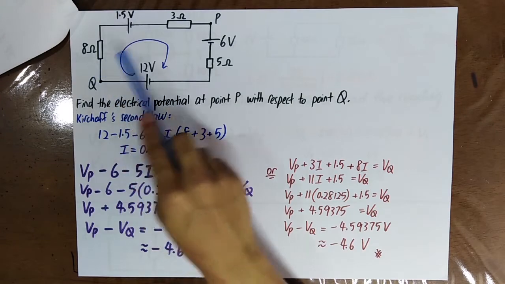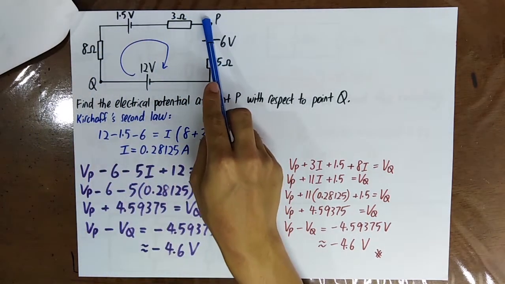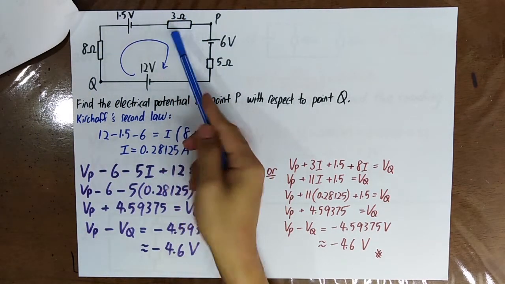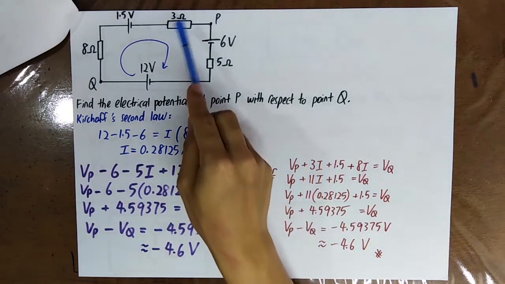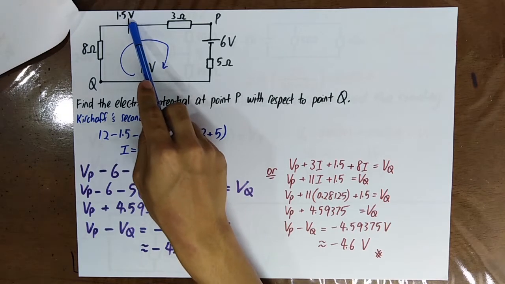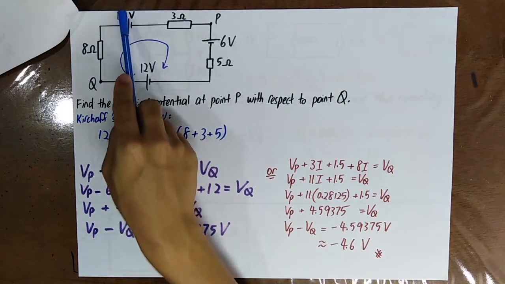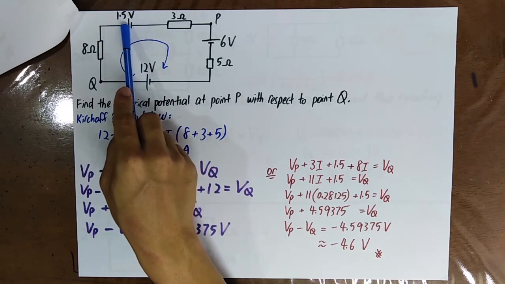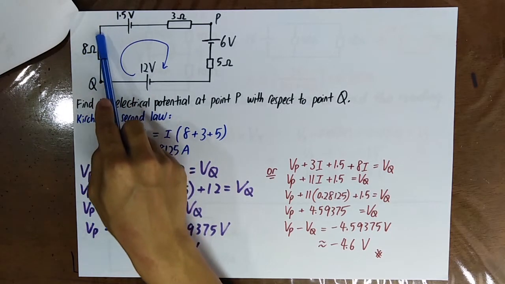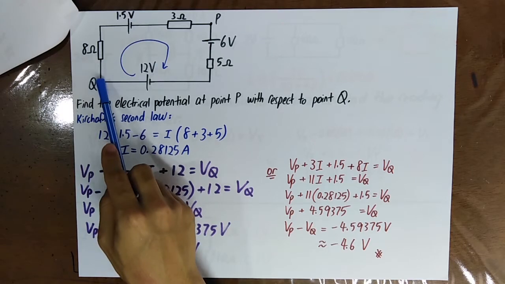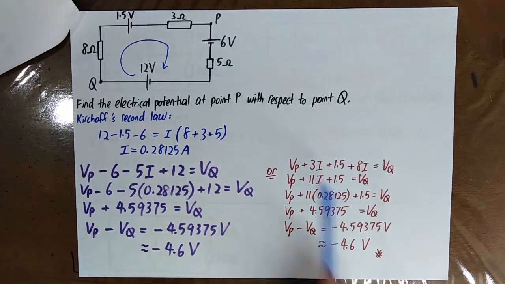Or you can also use this path. That is Vp plus 3i, because you are going against the current, so you use positive. Then plus 1.5, because you are going from the negative plate to the positive plate, so the potential rises. And then plus 8i, because you are going against the current flow, is equal to Vq. By this path, you can also get the same answer.